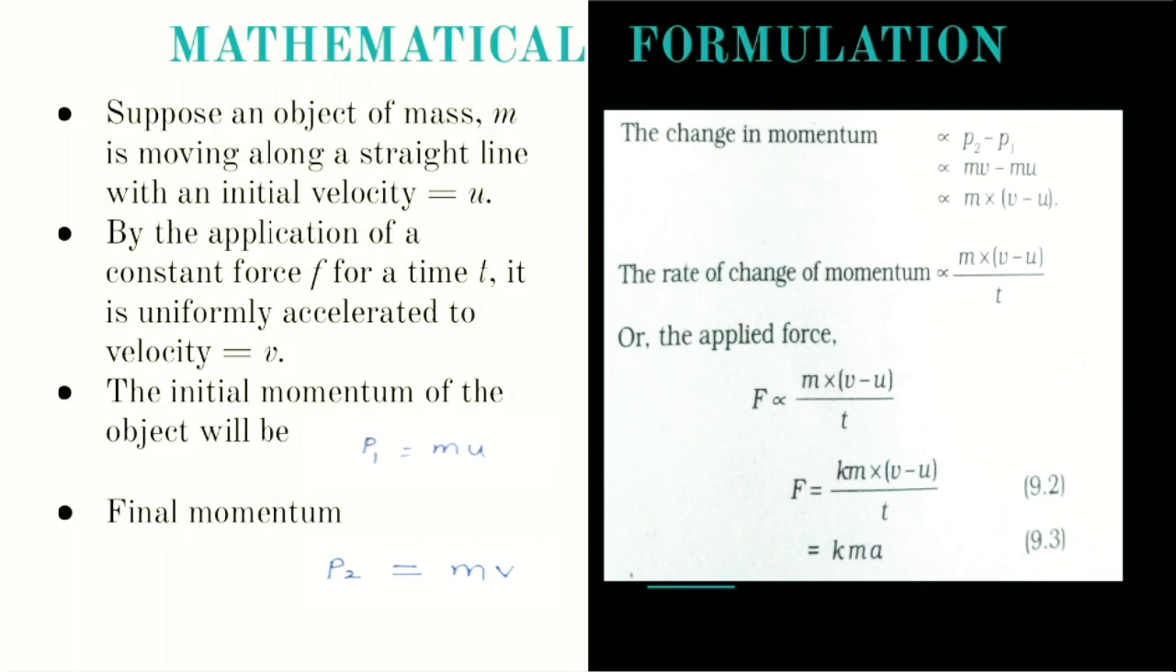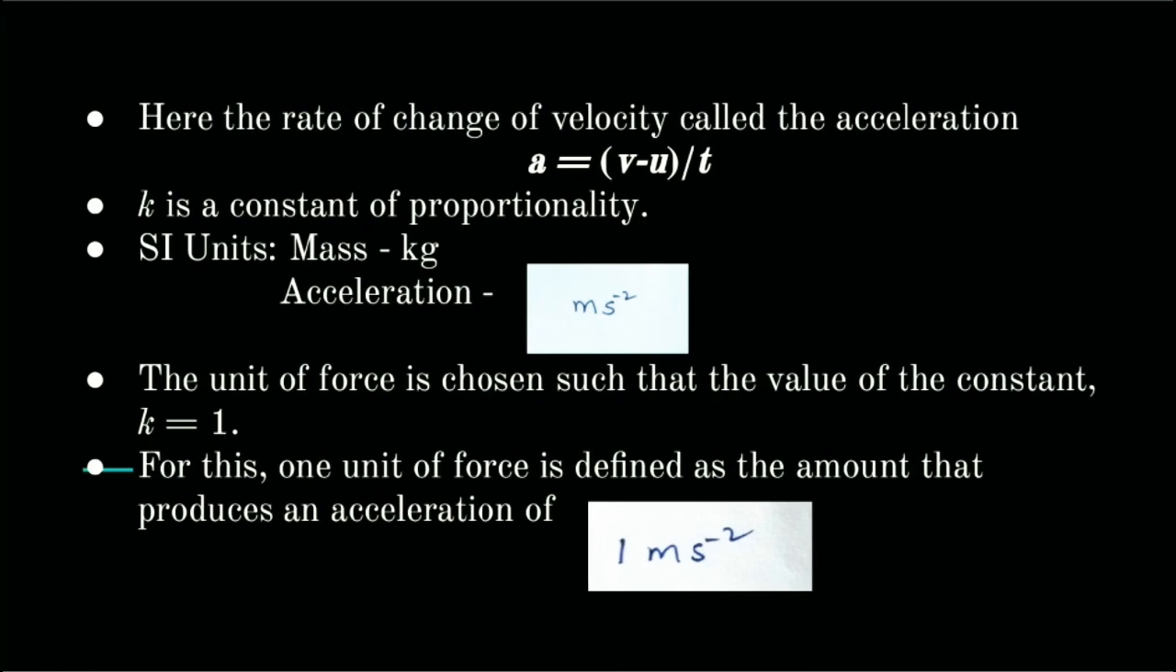Now we remove the proportionality symbol with a constant k. F equal to km into (v minus u) upon t. That implies F equal to kma. Here, a equal to (v minus u) upon t is the acceleration, which is the rate of change of velocity. The quantity k is a constant of proportionality.